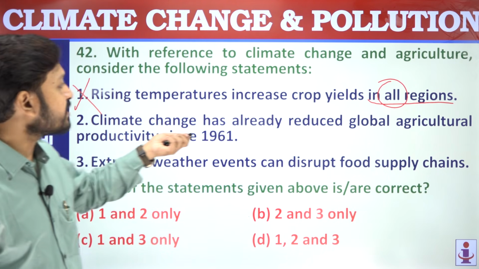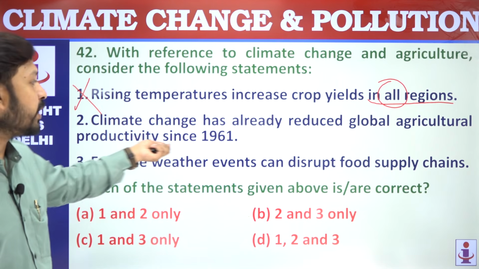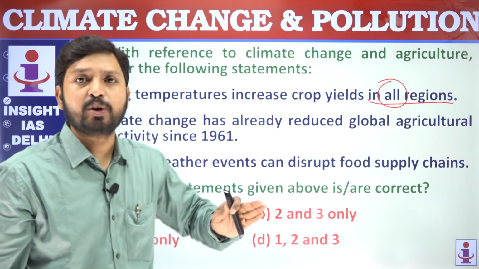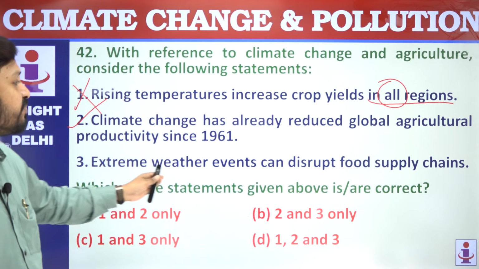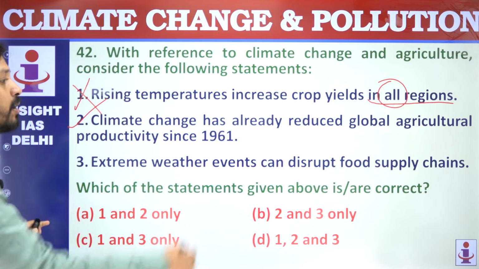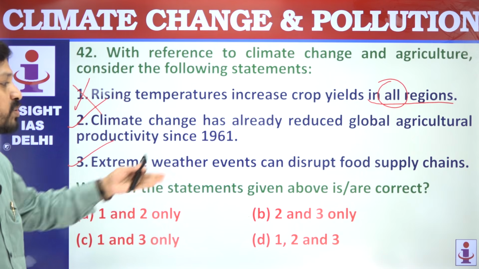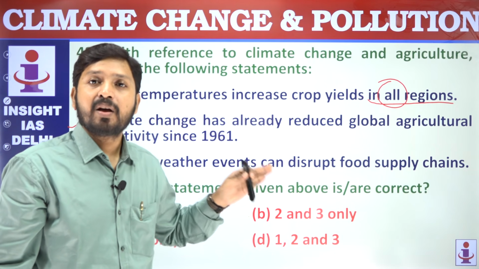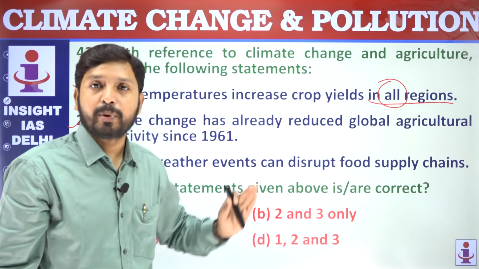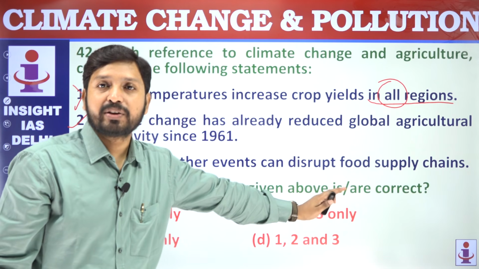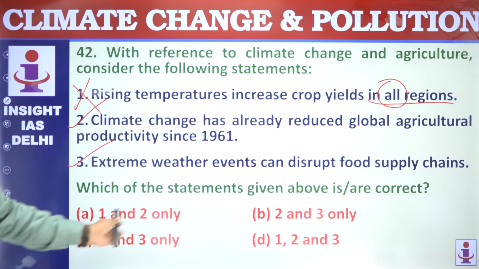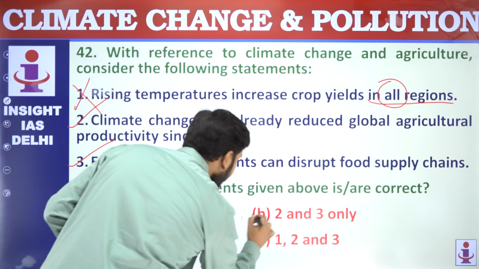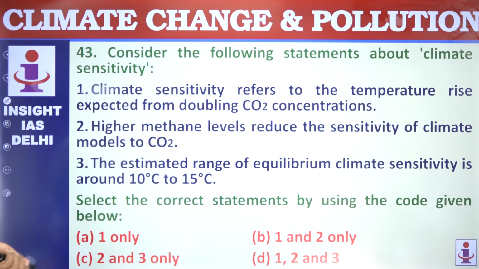Next one, climate change has already reduced global agricultural productivity since 1961. This is the right statement. Agriculture is already having a negative impact because of climate change. And extreme weather events can disrupt food supply chains. This is also right, because extreme weather, for example floods or heat waves, reduces crop productivity. Once crop productivity is reduced, the food supply chain is going to be impacted. So which of the following are correct? So 2 and 3 are correct. So 2 and 3 are there in option B. Let's go to the next question.